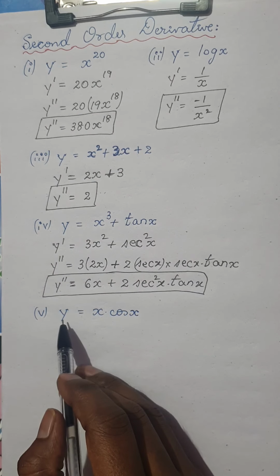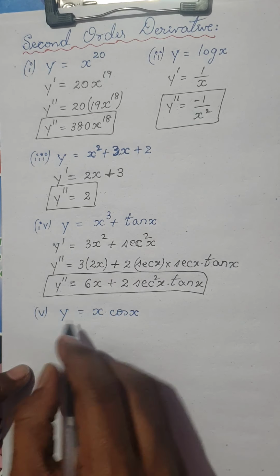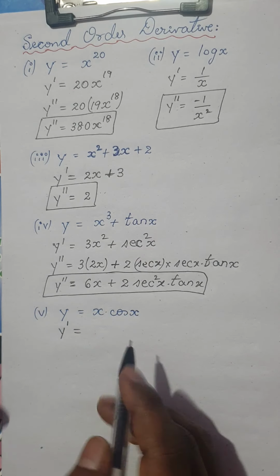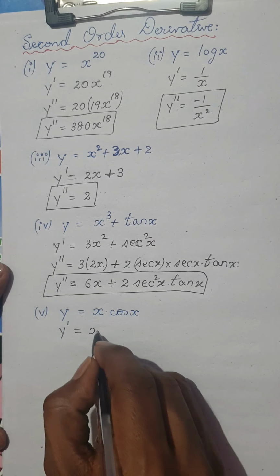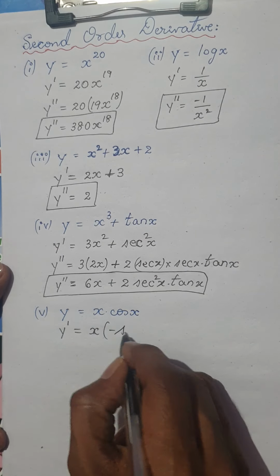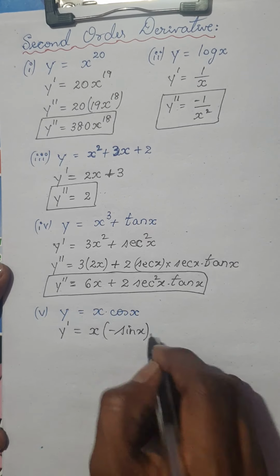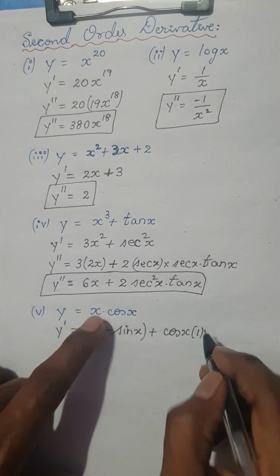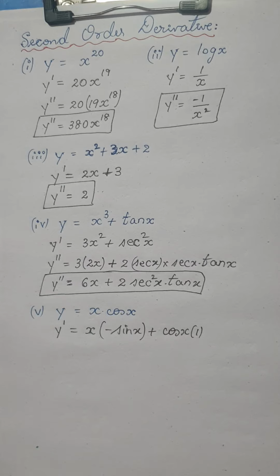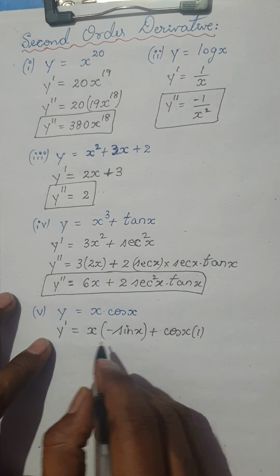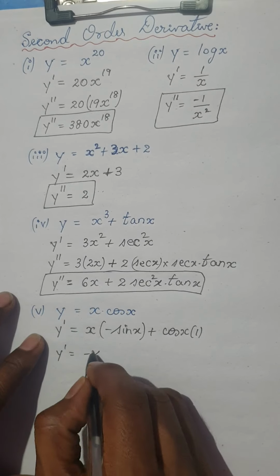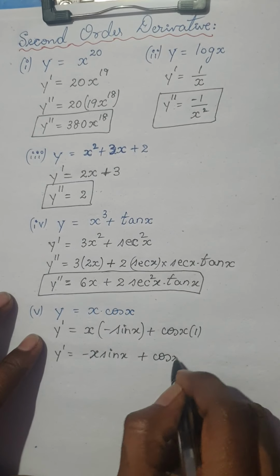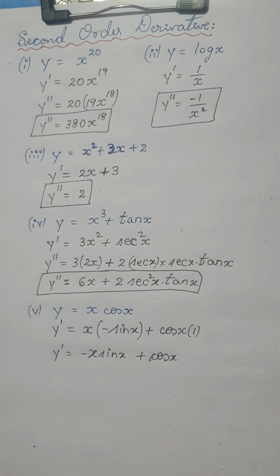So the next question I have is y is equal to x cos x. So the first derivative is, remember, it is a product of two functions, x into cos x. Keep the first function as it is. Derivative of cos is minus sine, remember, isn't it? Plus cos x as it is. What is derivative of x? This is nothing but 1. So the first derivative is minus x into sin x plus cos x. So I've got my first derivative.